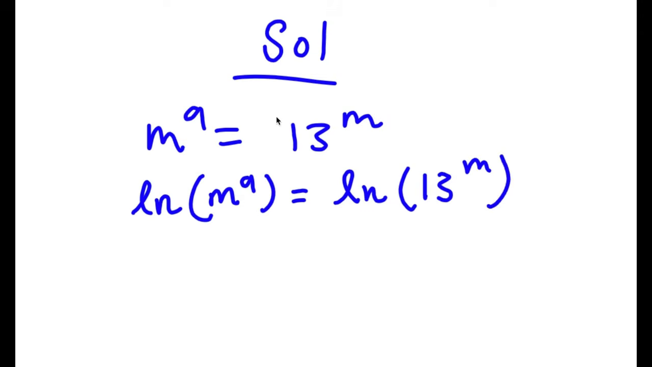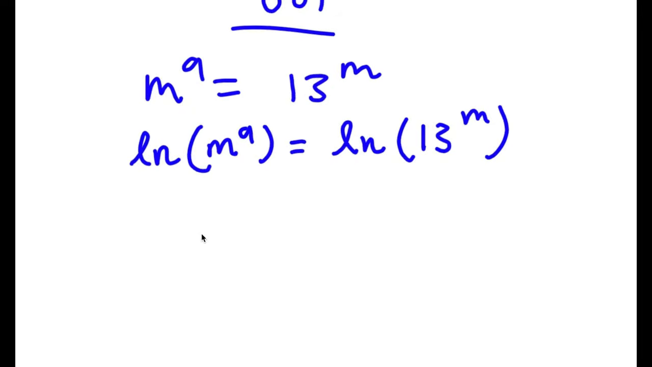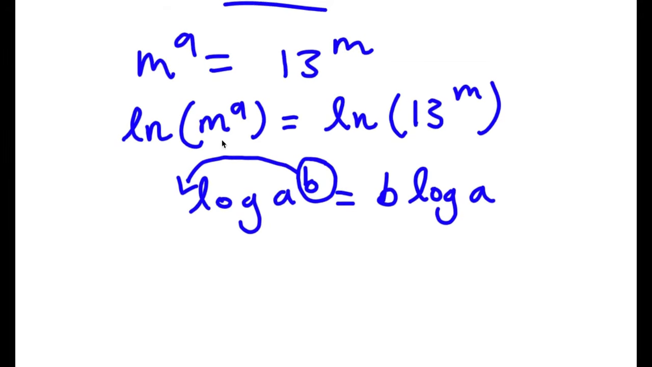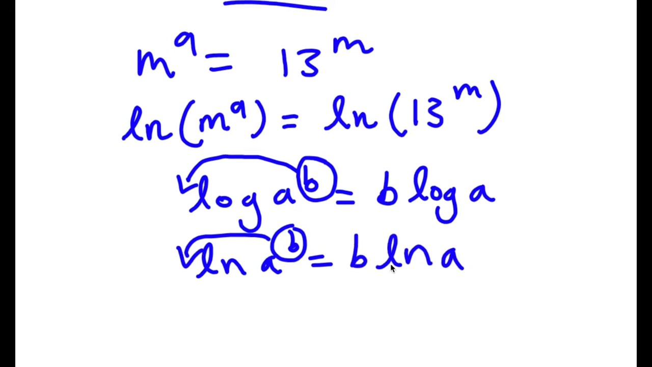Now an important property of logarithms is that, let's say I have log a to the power of b. I can actually move this exponent b to the front of the logarithm. So this would equal b times log a. And this property is known as the power property. And because ln, the natural log, is also a logarithm, if I have ln a to the power of b, this is equal to b times ln a.